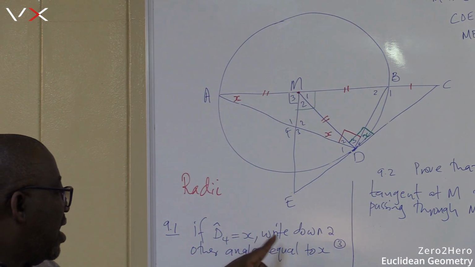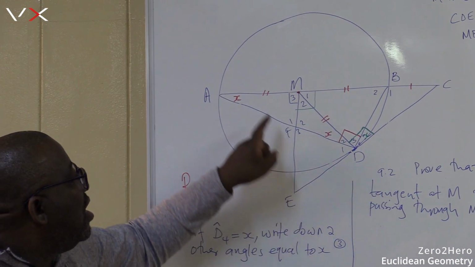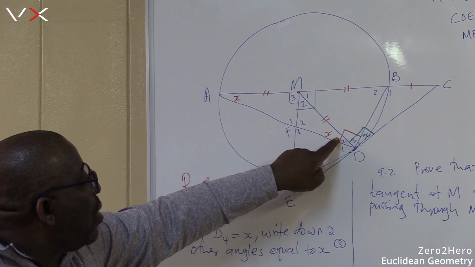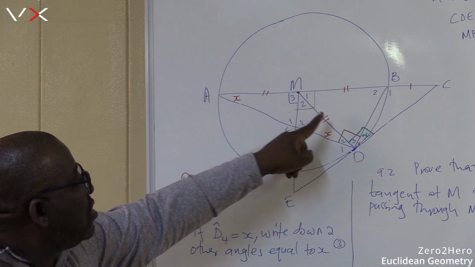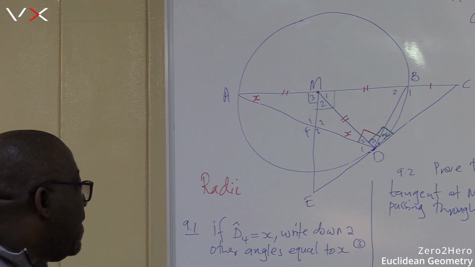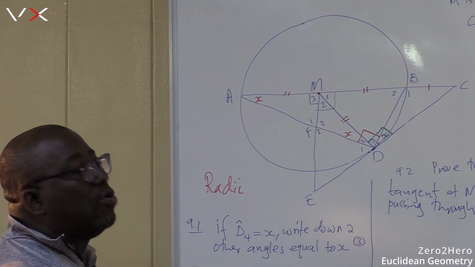So the question says write down two other angles equal to x. It was this one. How do we find this one? Tan chord theorem. Then this one is equal to that one because these two sides are equal in that isosceles triangle. So we've done 9.1. Let's go to 9.2.